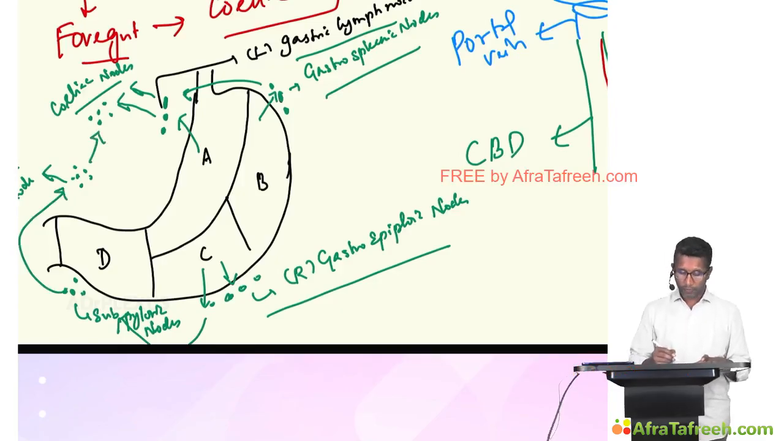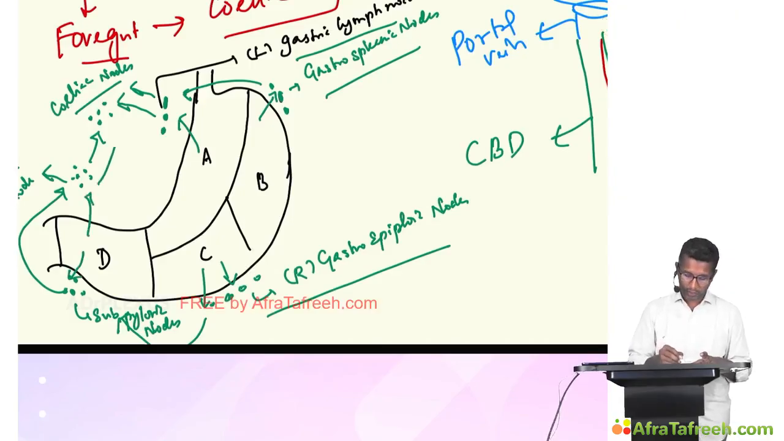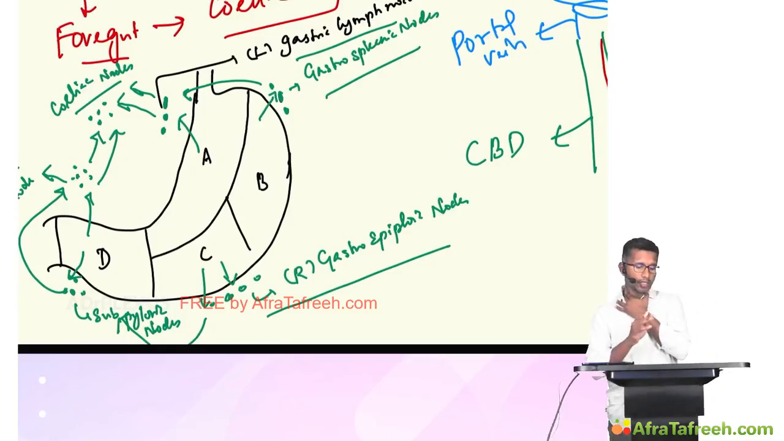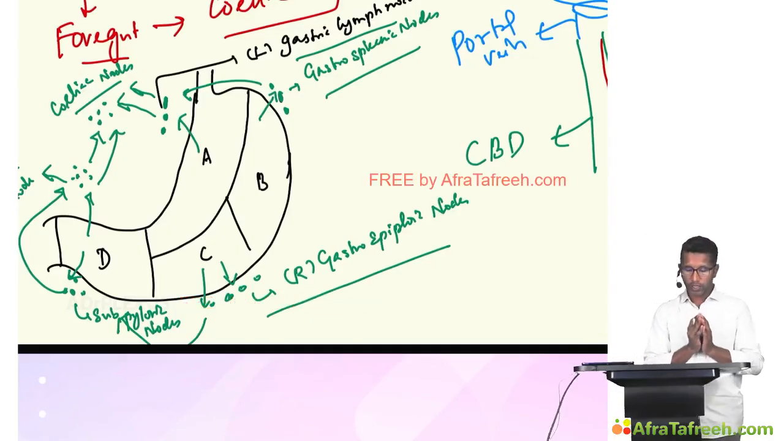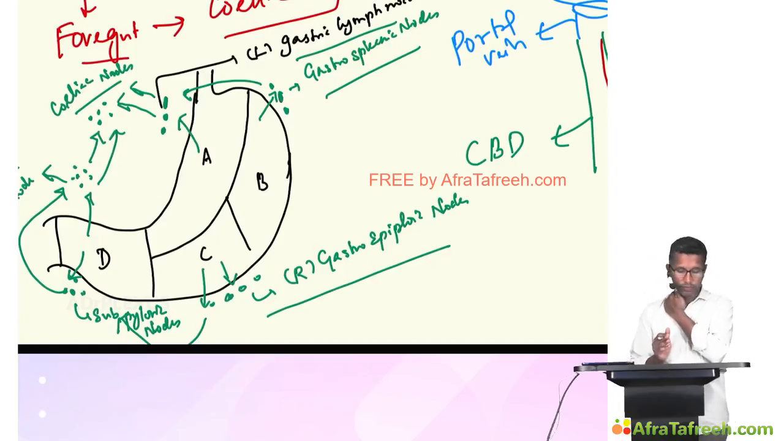The pylorus can drain in multiple ways. It can drain into the subpyloric region, and it can drain into the hepatic nodes also, and ultimately they all drain into the celiac lymph nodes. So all the lymph nodes of the stomach ultimately drain into the celiac lymph nodes.